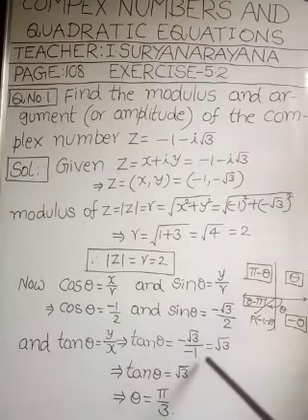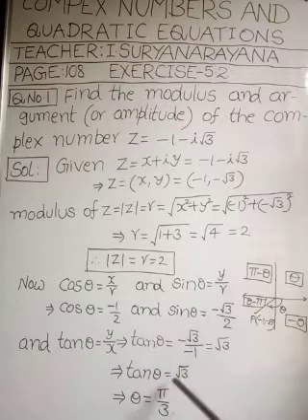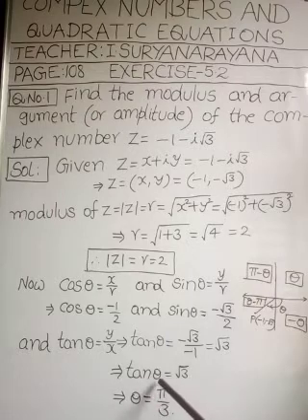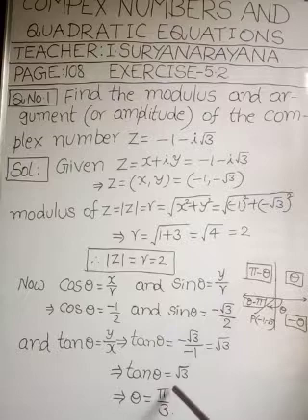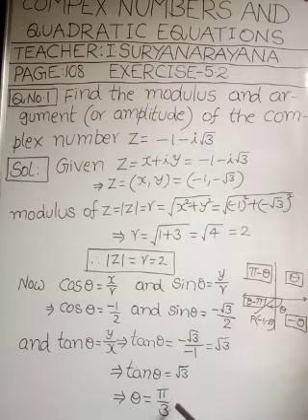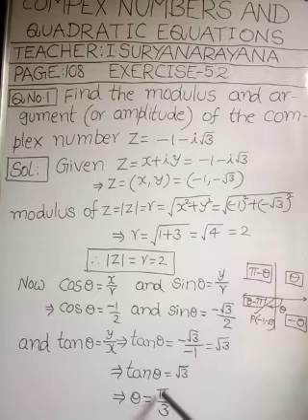This implies tan theta is equal to √3. Tan theta is equal to √3. Then what is the value of theta? Pi by 3. Isn't it, my children? Theta value is pi by 3. Okay, my children, like this we have to find the value of theta.